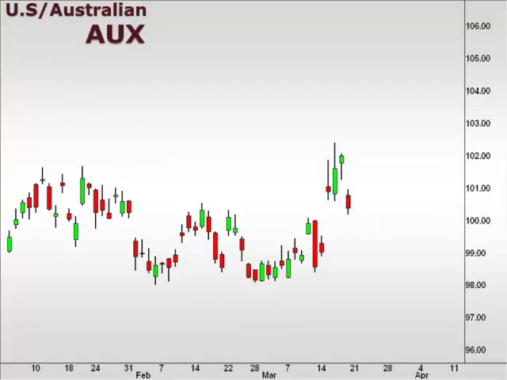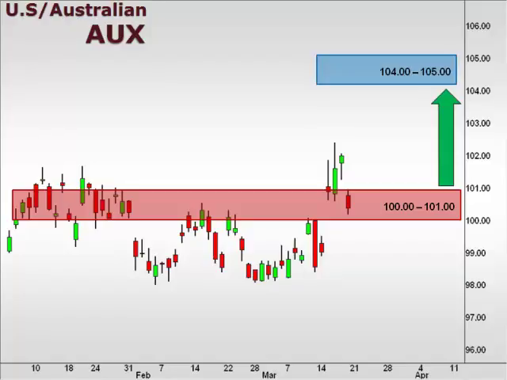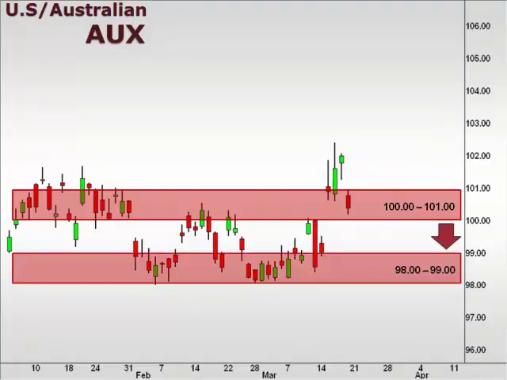Next up, the U.S. versus the Australian dollar, as seen here in the ISE FX Options pair value AUX. The AUX made a significant move higher last week, testing as high as 102 before reversing to close at the 100 support level. As long as 100-101 holds as support, the window is open for a move that could test the highs of last week and possibly continue all the way up to the 104-105 focal zone. A close below 100 is likely to yield a retest of the 98-99 focal zone.